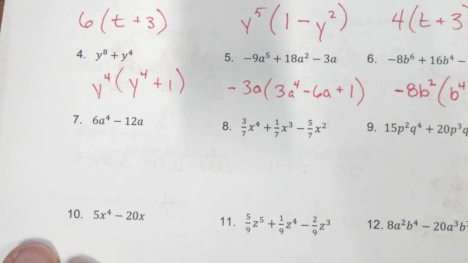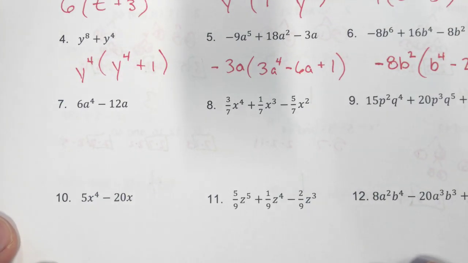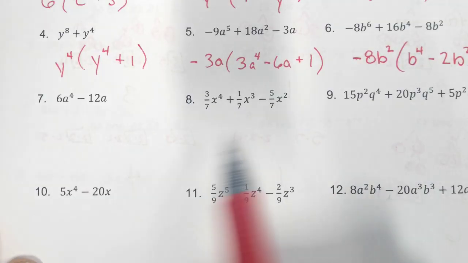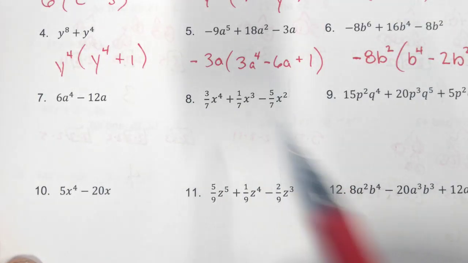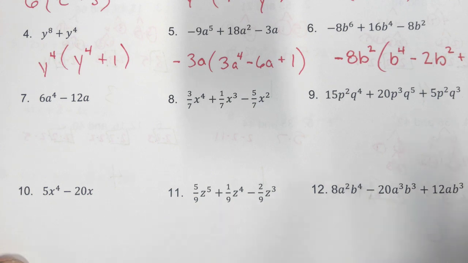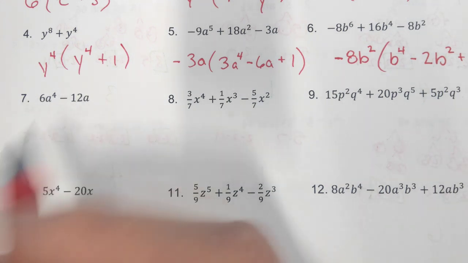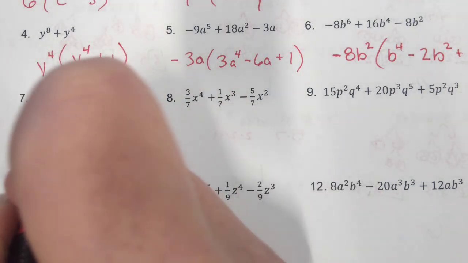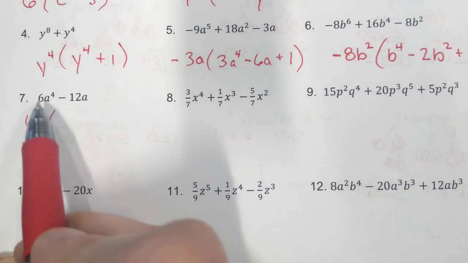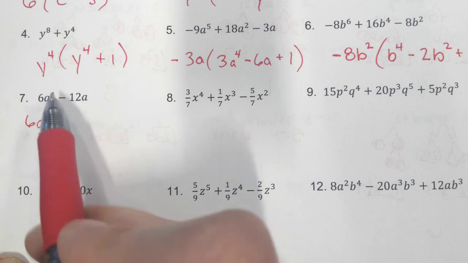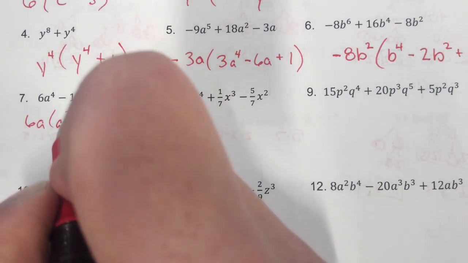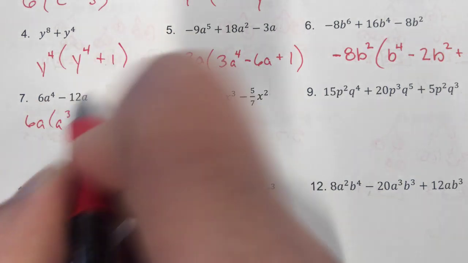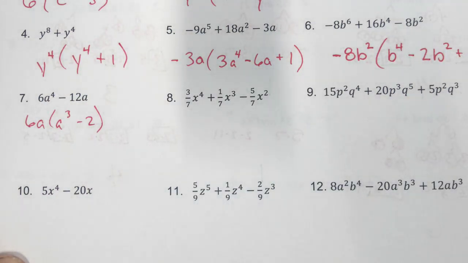All right, a few more examples down at the bottom. Number 7, this is really no different. We'll do 7, 8, and 9 together. Then I'll have you try 10, 11, and 12 because they're just like the ones above. So 7, what's the biggest that divides 6 and 12? 6. What's the biggest that divides a to the 4th and a? A. If we divide 6a to the 4th by 6a, 6 divided by 6 is the understood 1. A to the 4th, take the a away, is a cubed. And then 12 divided by 6 is 2. We're taking all of their a's away, so that's what remains.